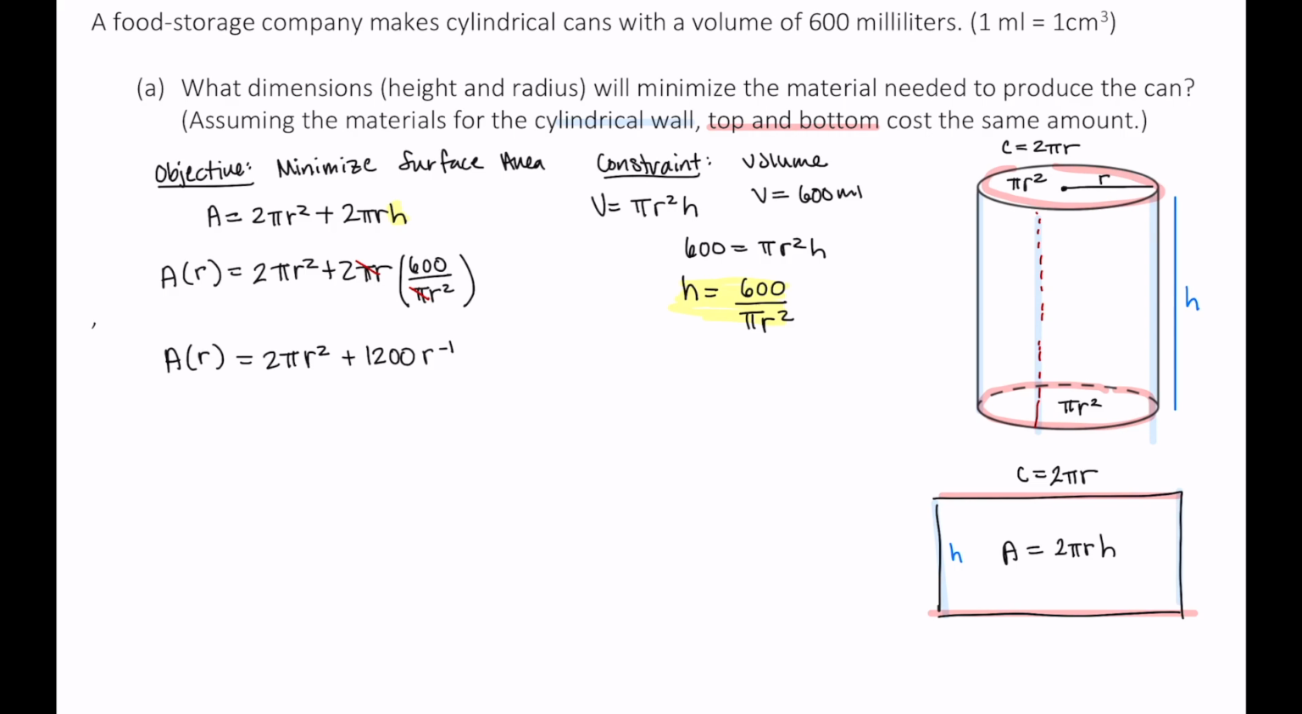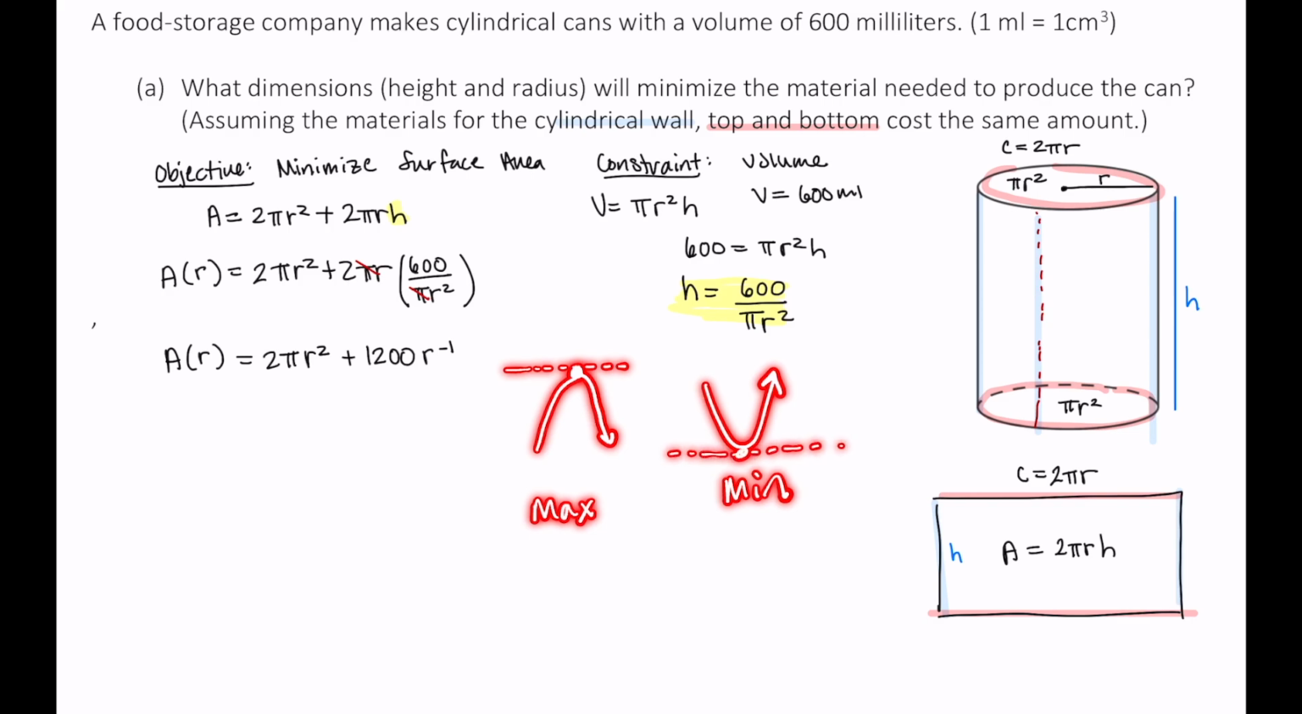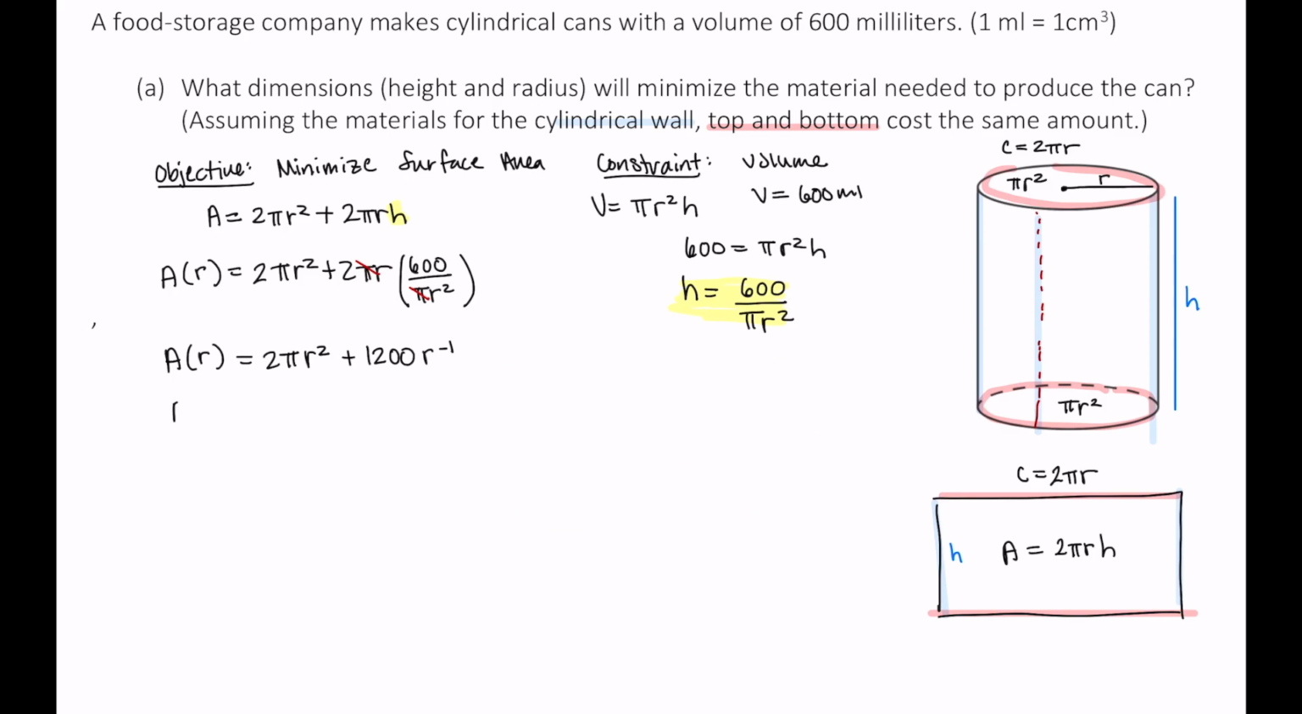Since the next thing we have to do to figure out a minimum is we need to figure out where the tangent line is horizontal. Because remember, whether we have a max, as this shows, or a min, we can identify those using the derivative by identifying where our tangent line is horizontal. So to do that, we need to find the first derivative and set it equal to 0. So A prime of r is equal to 4 pi r minus 1,200 times r to the negative 2 power. Okay, so now I'm going to set this equal to 0.